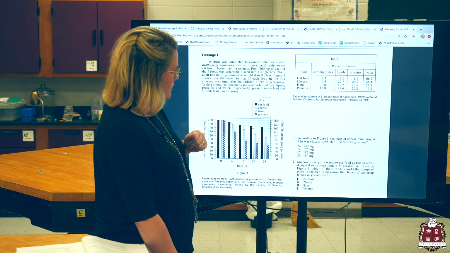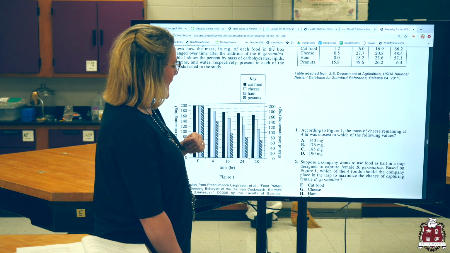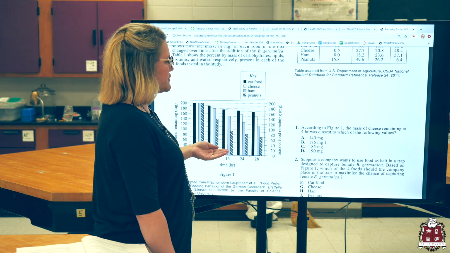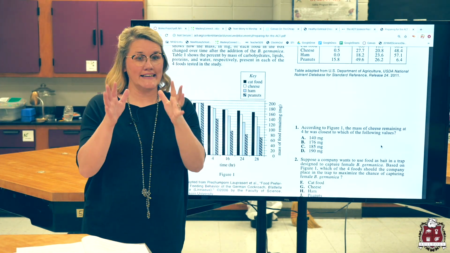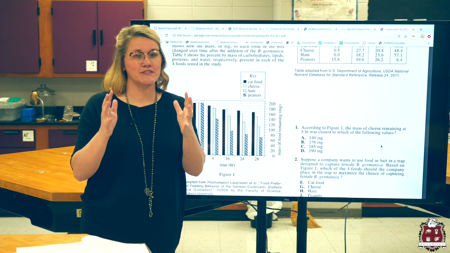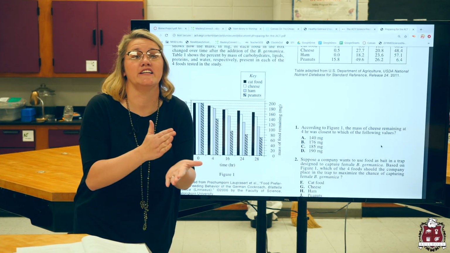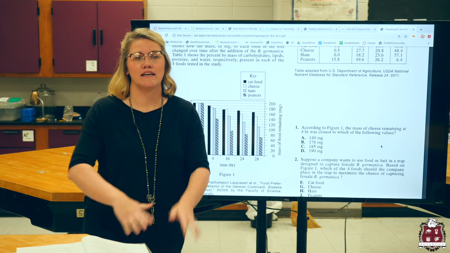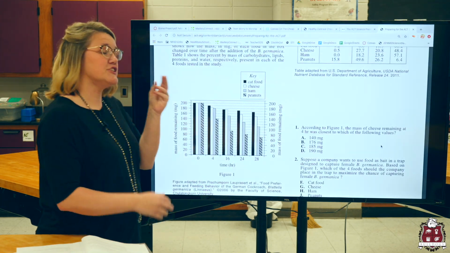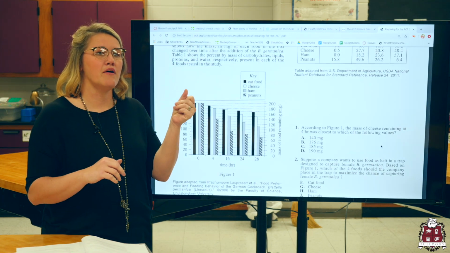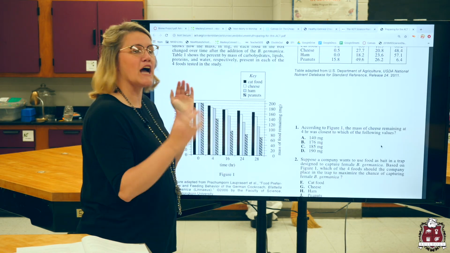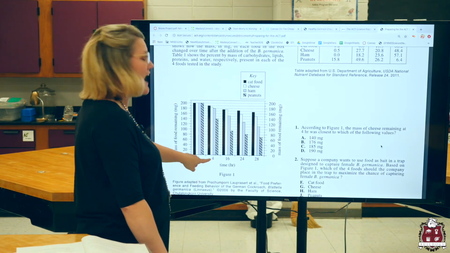According to figure 1, the mass of cheese remaining at 4 hours was closest to which of the following values? ACT, time is critical. Time is critical. That is what most people will tell you the first time they take the test. Oh my goodness, I freaked out because I had X amount of time for this many problems. So just knowing something as simple as, okay, 4 hour, they measure time on the x-axis. I probably need to look at the bottom and find hour 4.